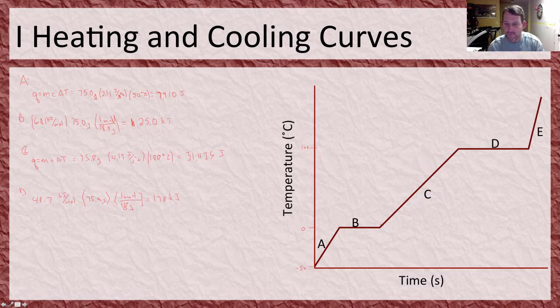And notice the energy to go from 0 to 100 is only 31,000. Just to take that same sample and boil it, to keep it at 100 degrees but make it into steam, takes 170,000, which is 6 times the energy it takes just to heat up the water. All right, so E. Now finally we have steam. We're going to use that same equation. Q is equal to mc delta T.